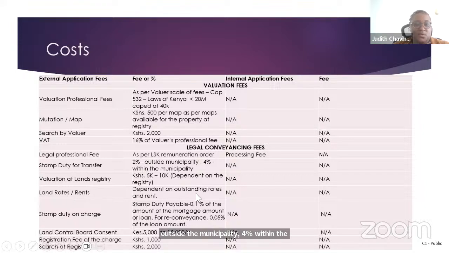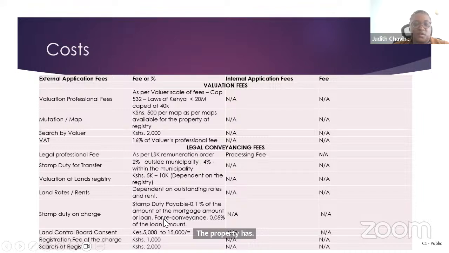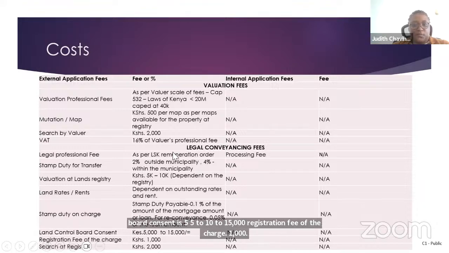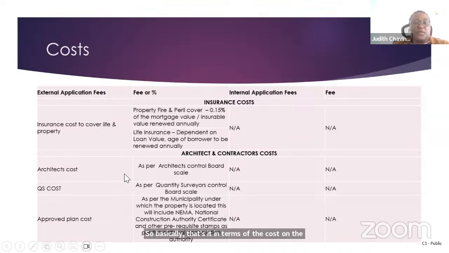Land rates and rents depend on the outstanding rates that the property has. Stamp duty on charge is 0.1% of the mortgage amount of the loan. For reconveyance, they charge 0.05% of the amount. Land Control Board consent is 5 to 15,000. Registration fee of the charge is 1,000. Search is 2,000. So basically that's it in terms of the cost on the valuer and the lawyer.